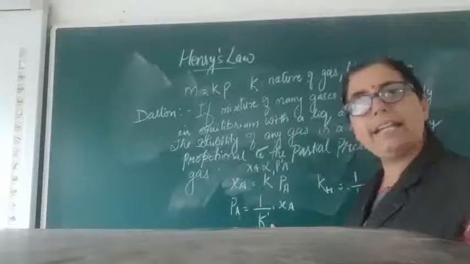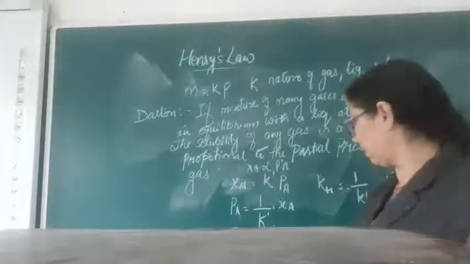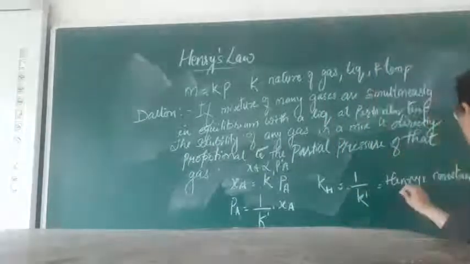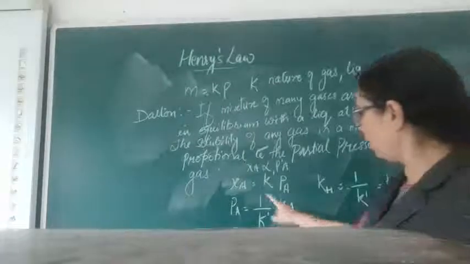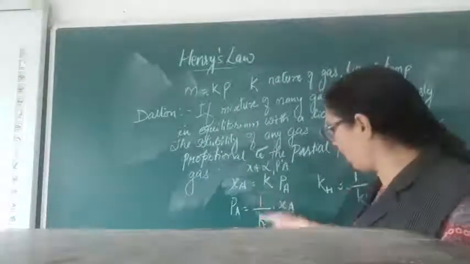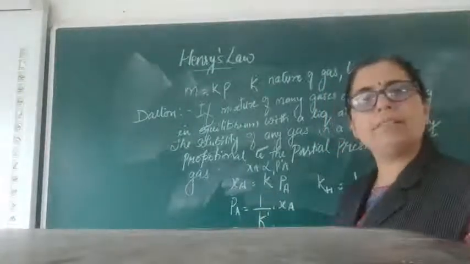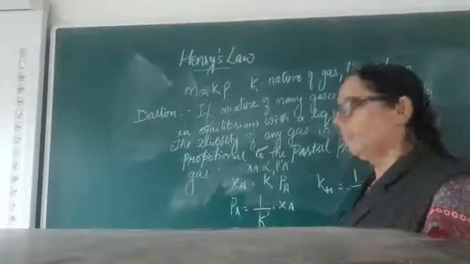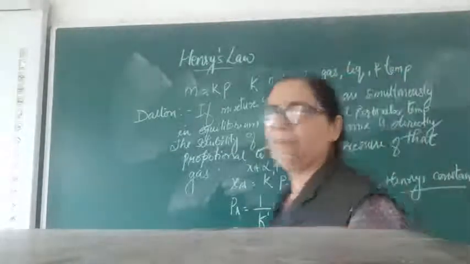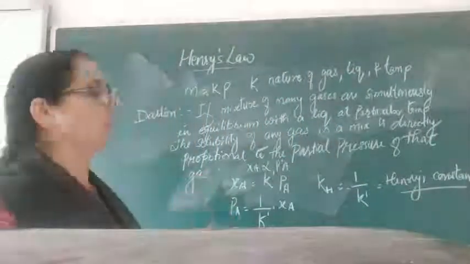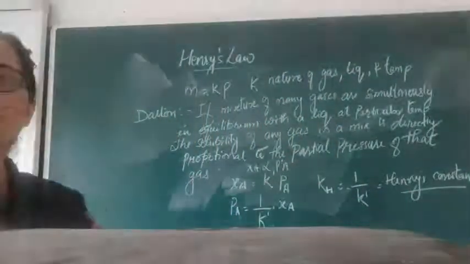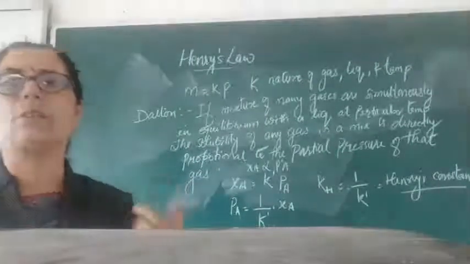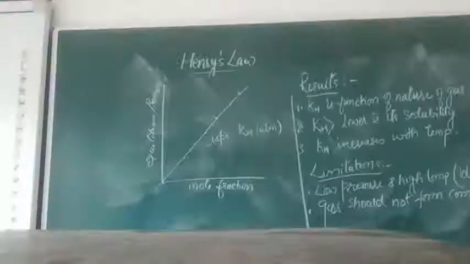1 upon K dash is known as Henry's constant. That is Kh. Kh is equal to 1 upon K dash. This is Henry's constant. So instead of 1 upon K dash, we can write Kh, which is known as Henry's constant here. And in this way, now we are going to see how this Henry's law is effective, under what conditions, and what are its limitations also.